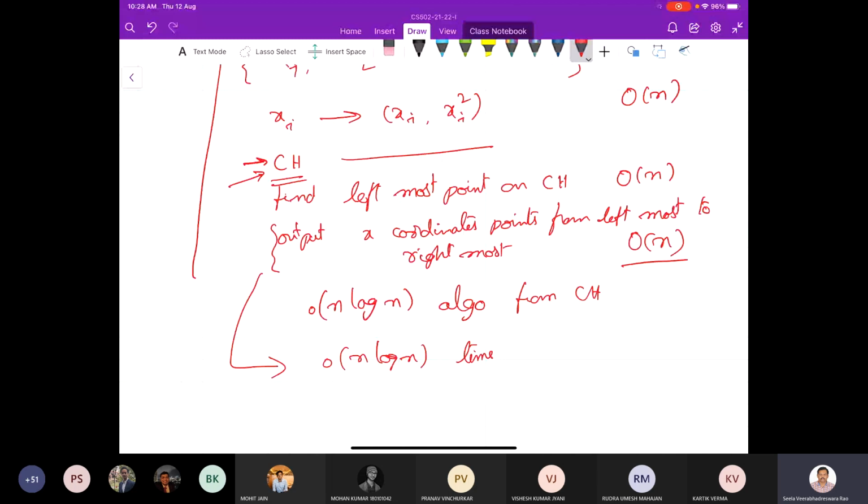It's a lower order than n log n, which violates the lower bound proof of sorting. That means we cannot have a convex hull algorithm whose complexity is lower order than n log n. So this is the proof for the lower bound of the convex hull problem. So this is another way of proving lower bounds for new problems from the lower bounds of existing problems. So is it clear to everyone? Any questions?